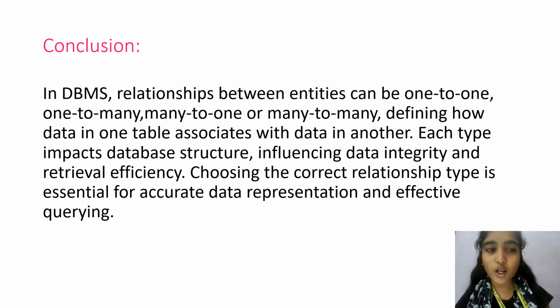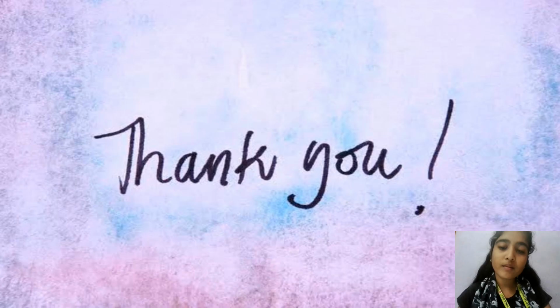And the last is the conclusion. In DBMS, relationships between entities can be one to one, one to many, many to one, or many to many, defining how data in one table associates with data in another. Each type impacts database structure, influencing data integrity and retrieval efficiency. Choosing the correct relationship type is essential for accurate data representation and effective querying.